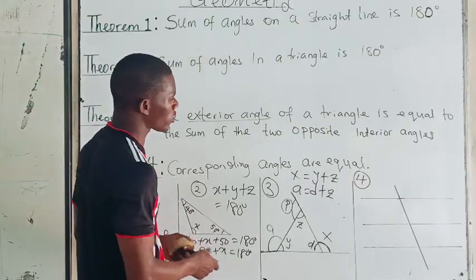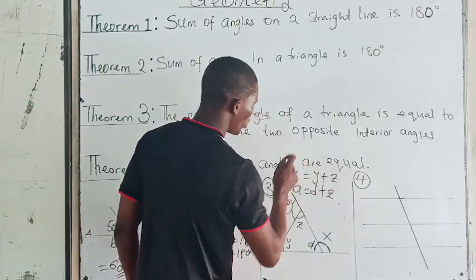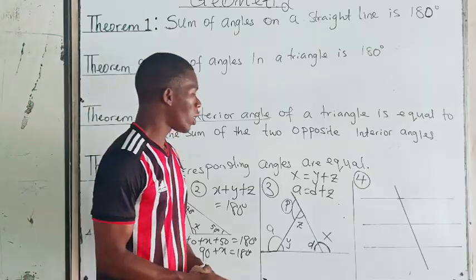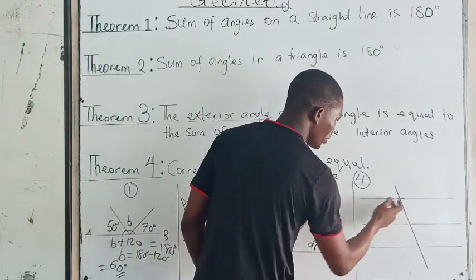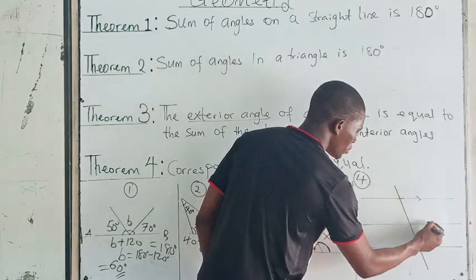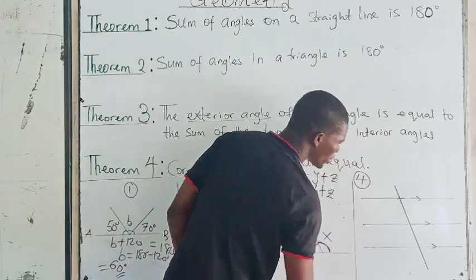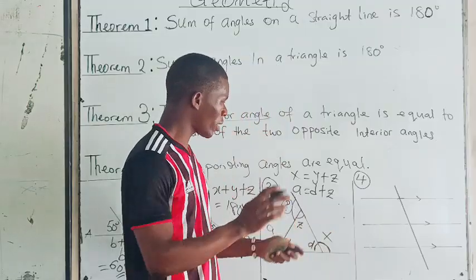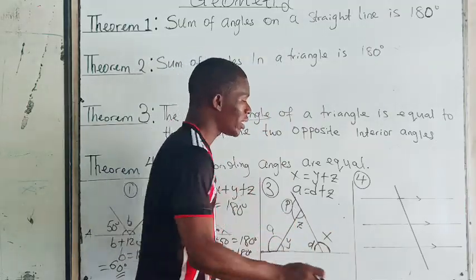Now, moving on to the fourth theorem, which states that corresponding angles are equal. I'm going to show us what we mean by corresponding angles in the first place. So now, having these parallel lines, can you see? These horizontal lines, they are parallel. Now we have a line drawn across them, which we call a transversal, but we are not here to go deep into all of that today.